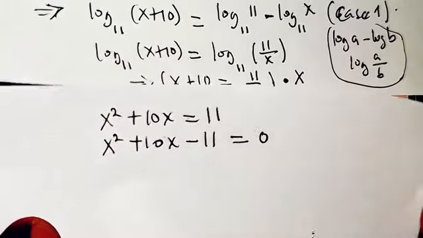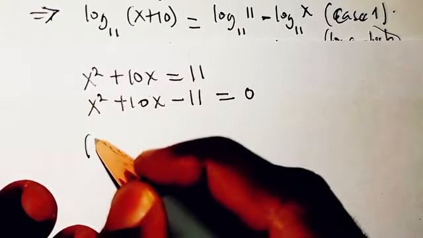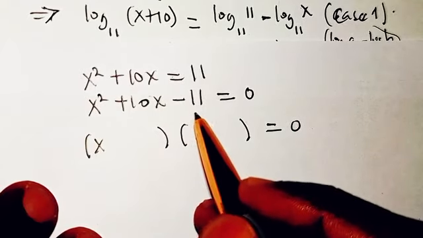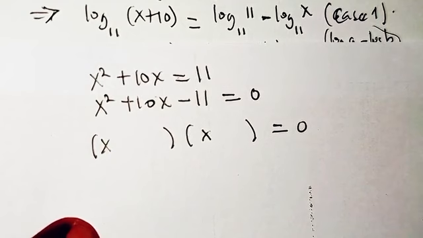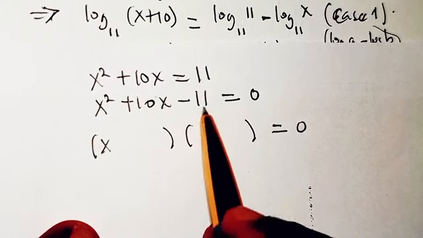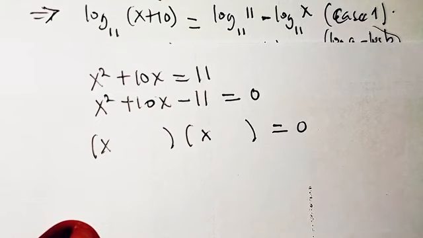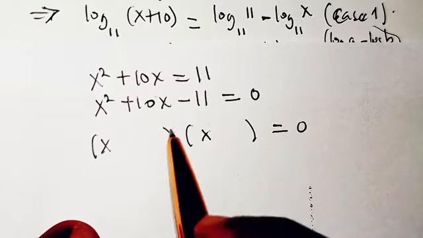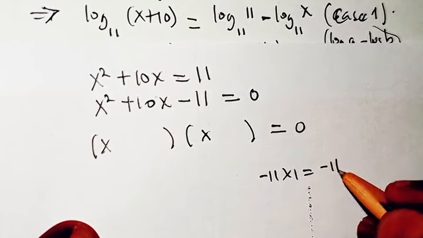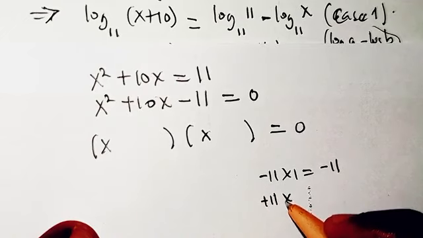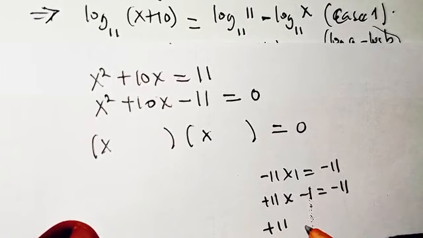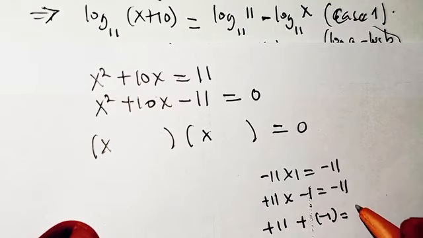So now from there, you're going to factorize this in this form. So now plus 11 times minus 1 gives minus 11. So plus 11 times 1 will give us 11, and minus 11 times 1 will give us minus 11. So plus 11 plus minus 1 will give us plus 10.